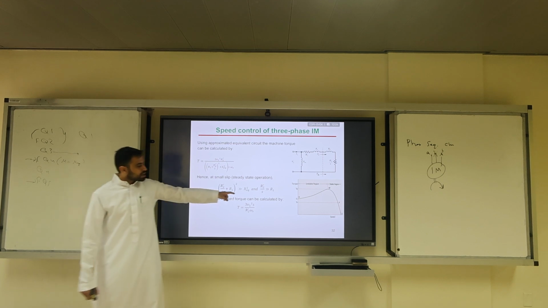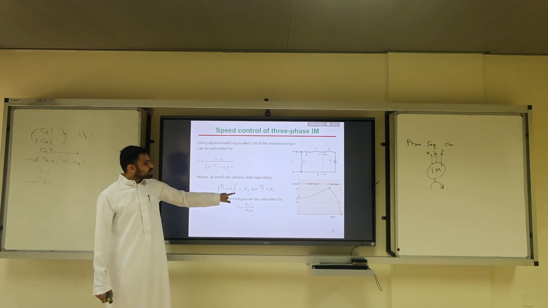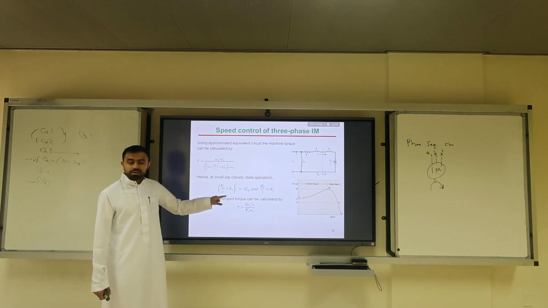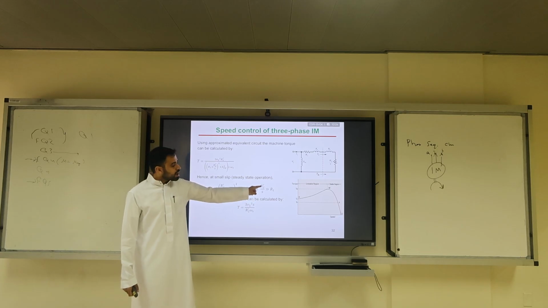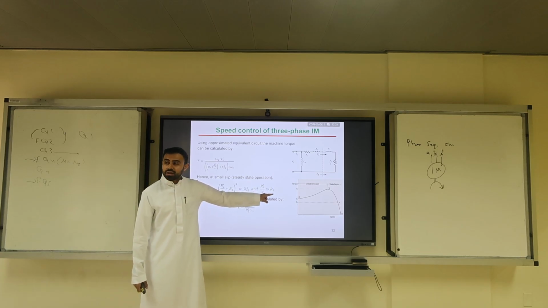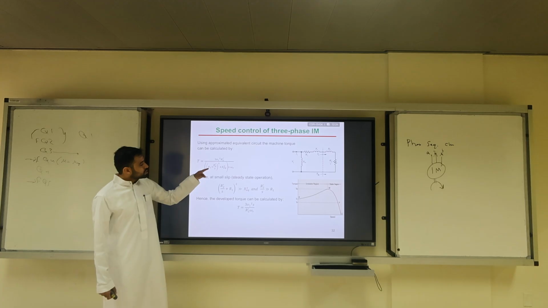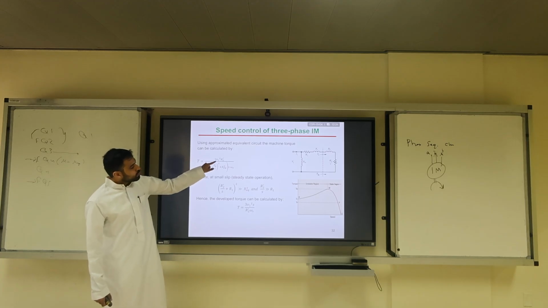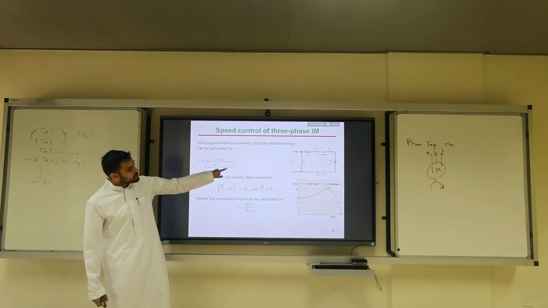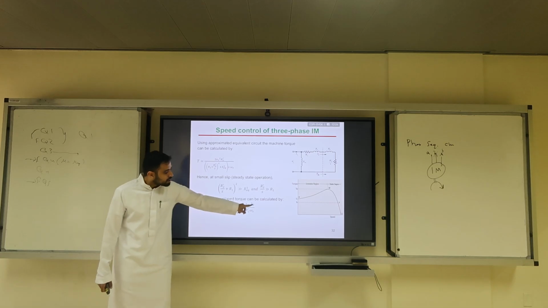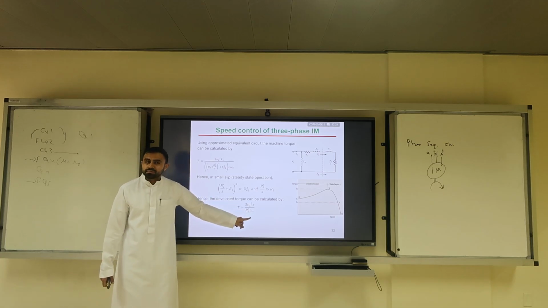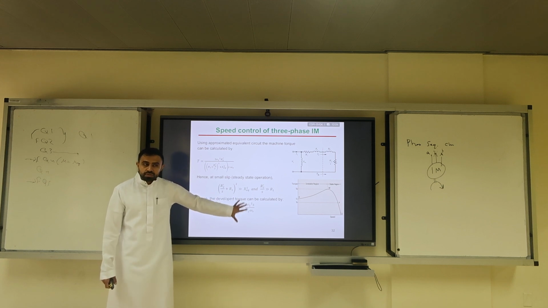Let's pretend X equivalent squared is much smaller than the summation of the two resistors. So this term is gone. Also, let's make another approximation: R2 prime over S is much larger than R1. So this term is gone. So you will have 3V1 squared R2 prime over R2 prime squared over slip times omega S. If you do the algebra, you will end up with this nicer expression. This expression is the one we are going to use for speed control.